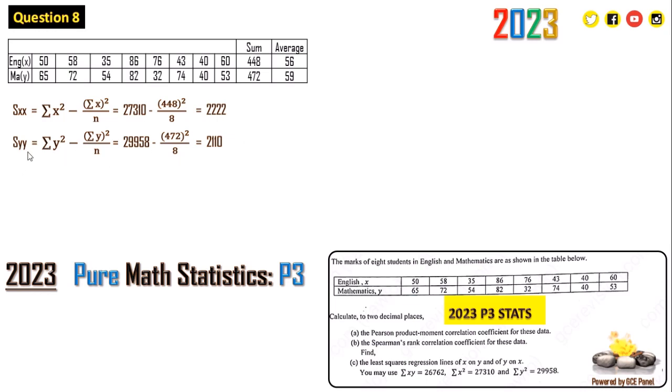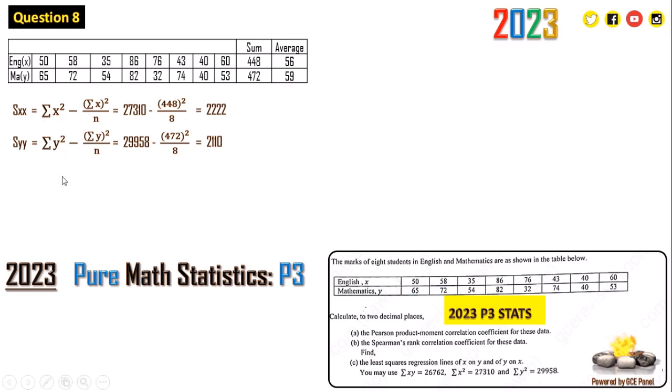Then for the variance for Y, we have summation Y squared minus summation Y, all that squared on N. For the Y squared here, according to the data, we have 29958 minus 472 squared, when we sum all the Y's, all that on 8. That's going to give us 2110.